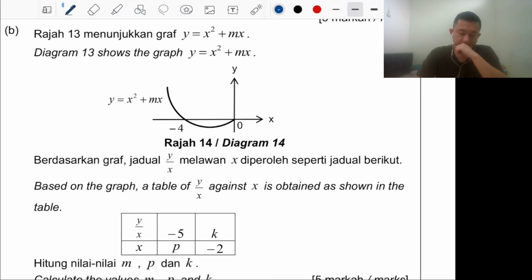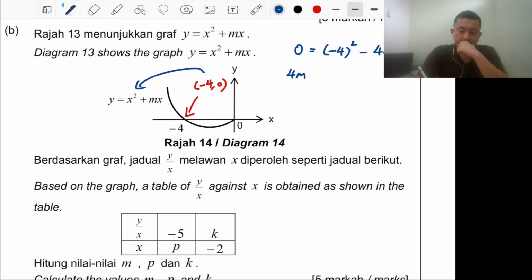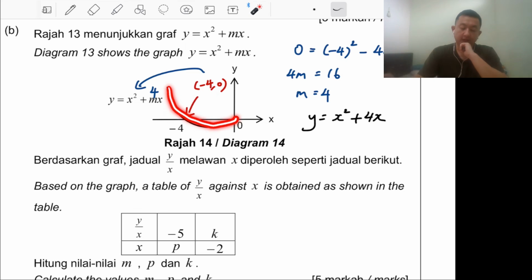Okay, we take this coordinate. What is this? Negative 4, 0. Okay, this one can be done. So we sub into this equation. 0 equals negative 4 squared minus 4m. 4m equals 16 and m equals 4. Okay, so we now know that it is actually y equals x squared plus 4x. This is the equation of the curved line.